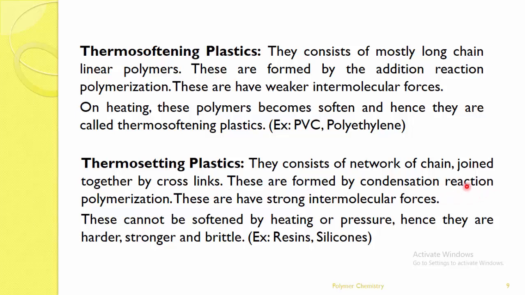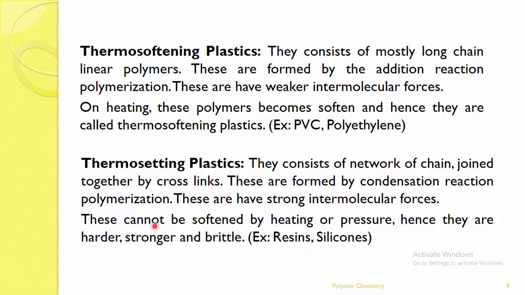They are formed by condensation polymerization. This is the main differentiation we can see here. These are formed by condensation reactions and have strong intermolecular forces compared to thermosoftening plastics. One more very important thing: these cannot be softened by heating. Hence, they are called thermosetting plastics. They are harder, strong, and brittle. Examples are resins and silicones.